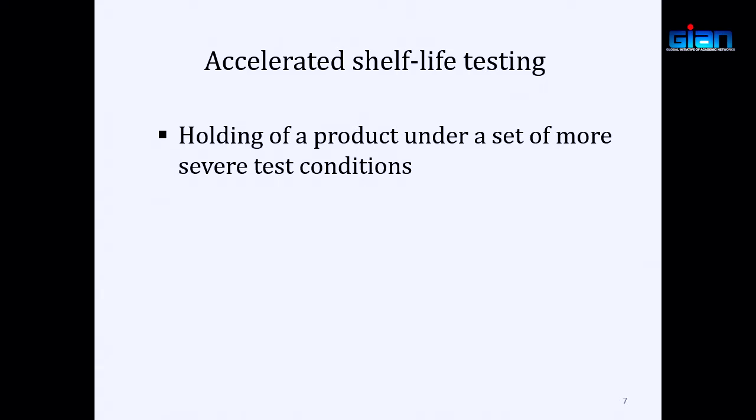How will they figure it out? By doing the experiment for 3 years. You think a company can afford to wait 3 years to learn that now the shelf life is off by 1 month? They cannot, right? So in order to get quick results, engineers like you, technologists like you have come up with a method, what they call accelerated shelf life testing. In that testing method, you hold your product under a set of more severe test conditions.